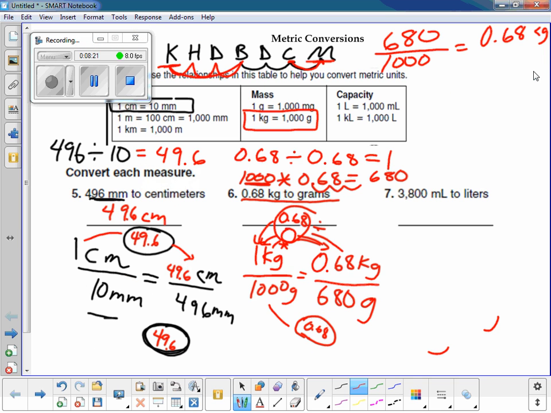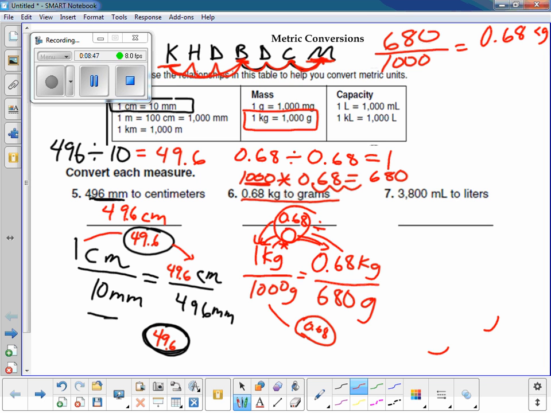Okay, I'm going to move on to the next question from milliliters to liters. So again, we're using capacity now. We're using milli. This is milliliters, and we're going to go to the base. And if you did this using King Henry, you'd move it 1, 2, 3 spots to the left. Okay, so essentially if we did that, we'd have 3.8 liters.